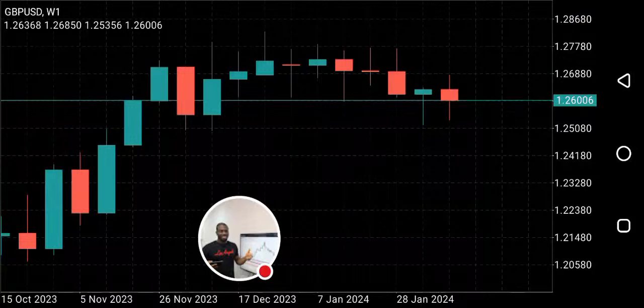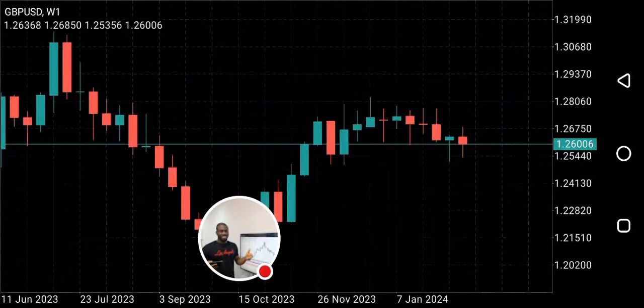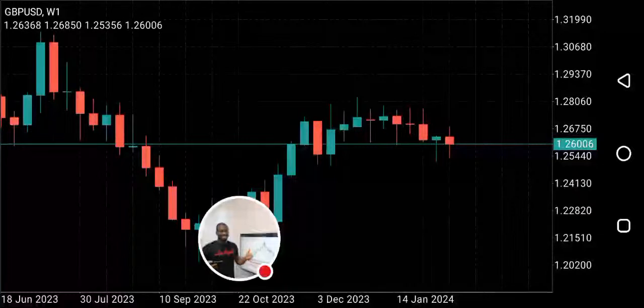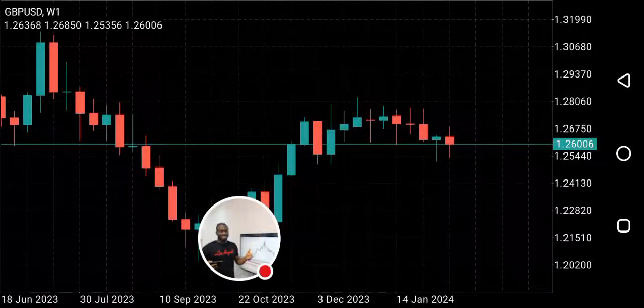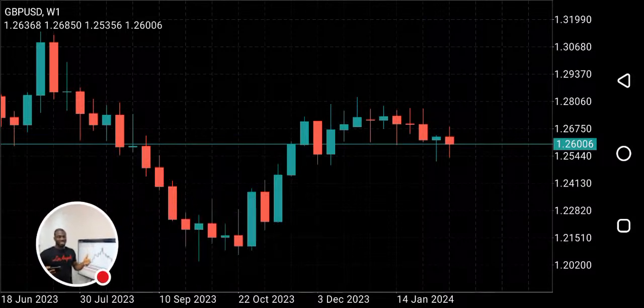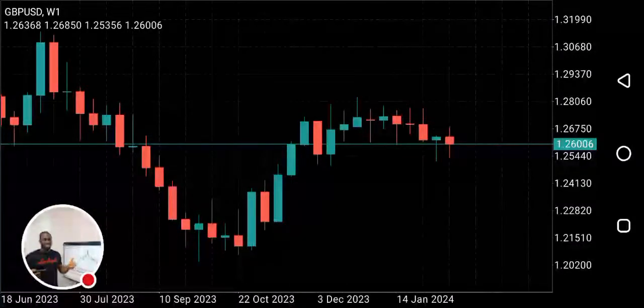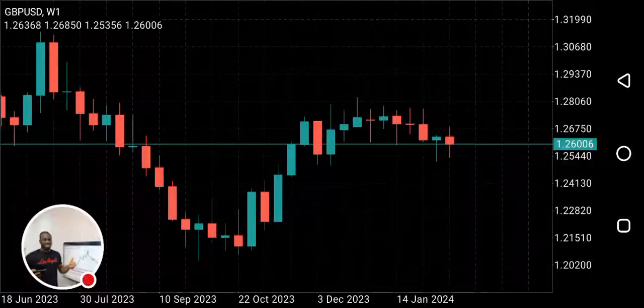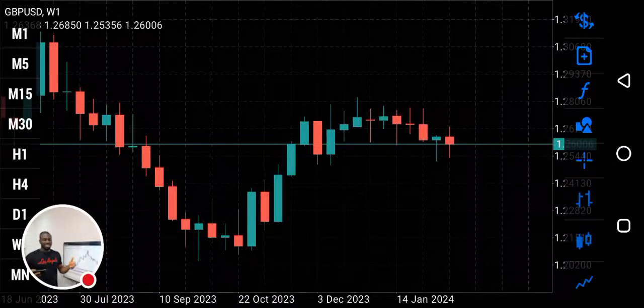So you can see for the past few weeks, GBP USD has been in a range. Price has been consolidating for weeks on GU. So where is price heading to, up or down?